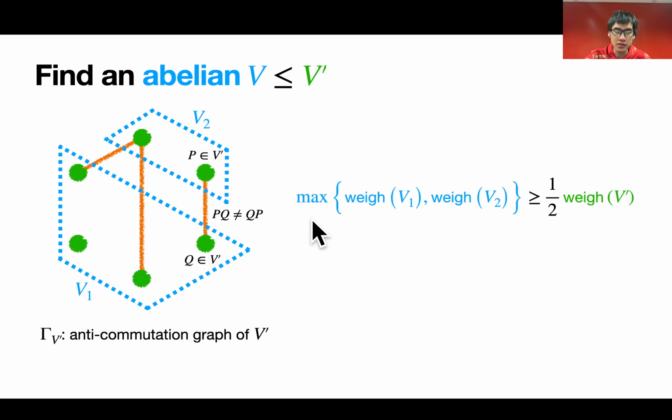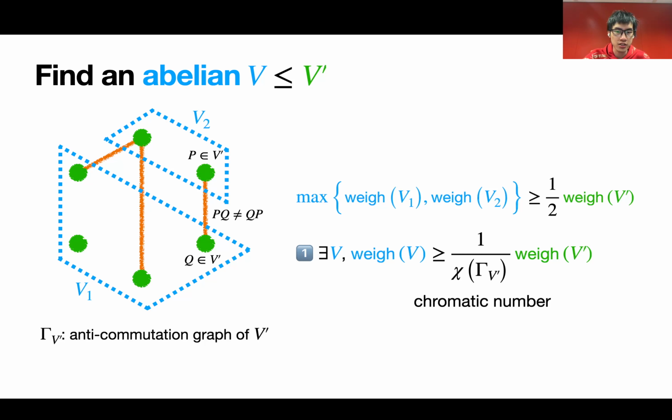So you can conclude that the weight of V1 and the weight of V2 are, on average, at least one half of the weight of V prime. Our first observation is that we can always find an abelian subgroup V with weight at least 1 over the chromatic number of gamma V prime times the weight of V prime. This is our first observation. Our second observation is regarding the structure of this gamma V prime.